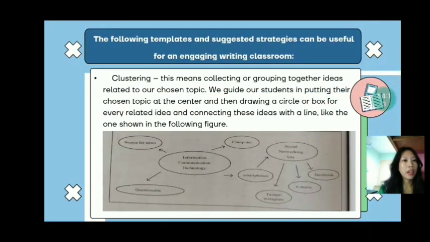Third is clustering. Clustering means collecting or grouping together ideas related to our chosen topic. We guide our students in putting their chosen topic at the center and then drawing a circle or box for every related idea and connecting these ideas with a line like the one shown in the following figures. So, this is an example of clustering. Clustering is like mind mapping where the students have to connect different ideas.